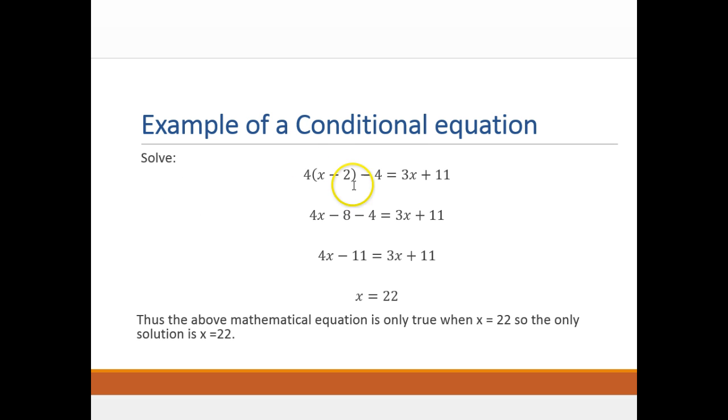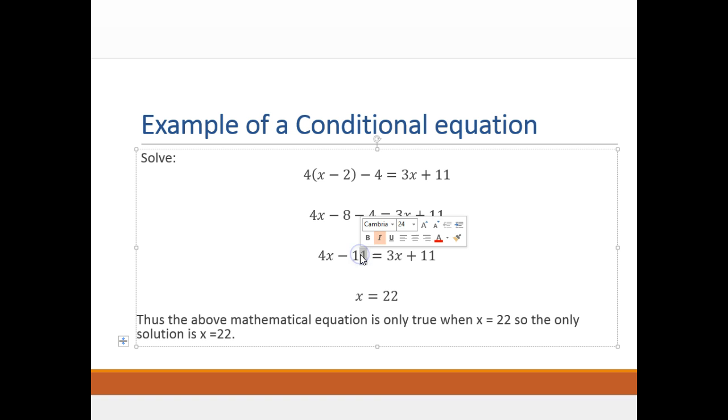Here's another example of a conditional equation. We have 4 times the quantity x minus 2 minus 4 equals 3x plus 11. Distribute on the left-hand side, we get 4x minus 8 minus 4 equals 3x plus 11. So 4x minus 12 equals 3x plus 11. Therefore, if we move the variables to one side, we get x on the left-hand side, add 12 to both sides, we get 23. We get x equals 23. This equation is only true when x equals 23, and therefore our solution is a single solution. It is x equals 23.